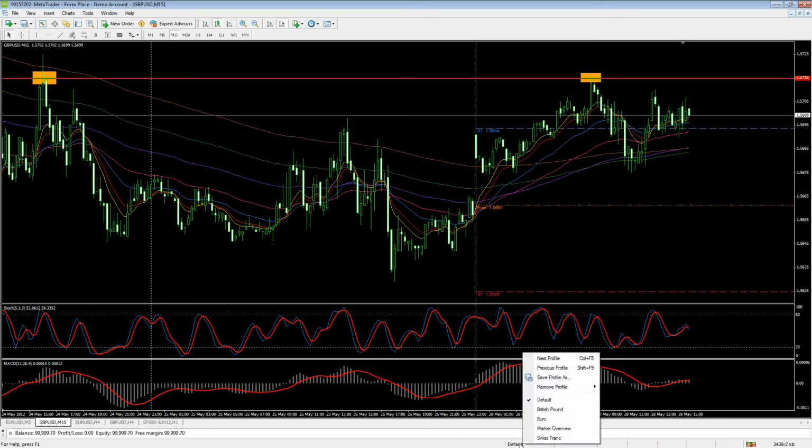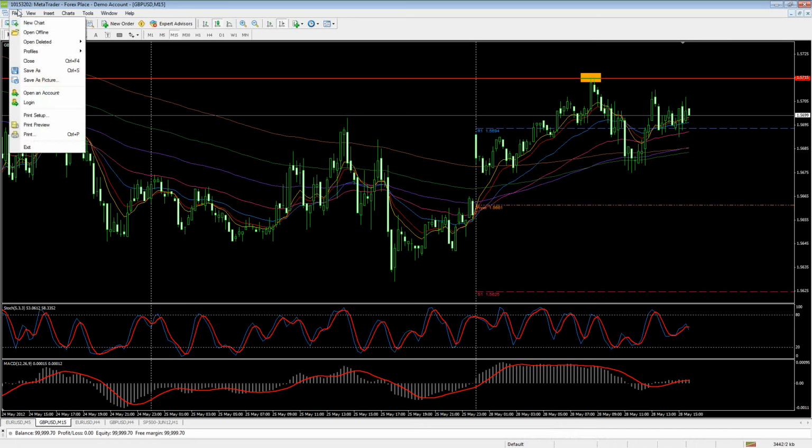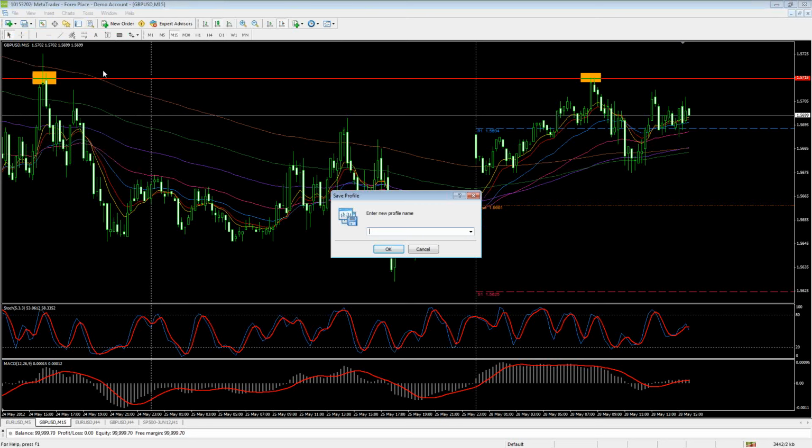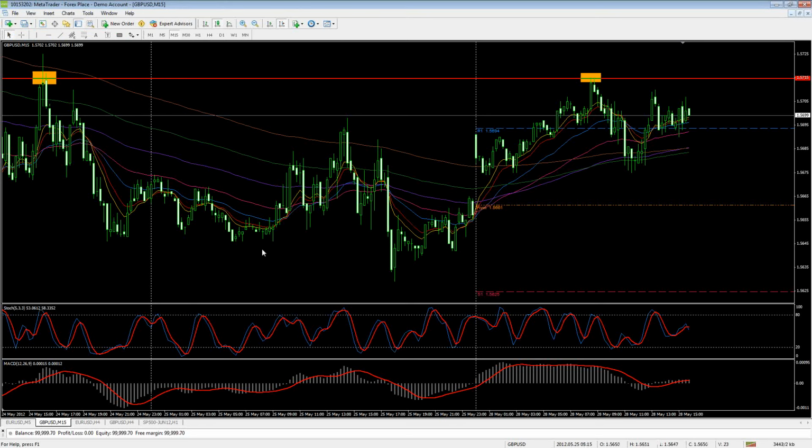For example, I will create a new profile. I'll show you how to create a new profile. You click on this button here, the profiles button, or you go to File, Profiles, and you create a new profile, save as, and let's say I call it GBP USD, and then I arrange my charts just like I want.